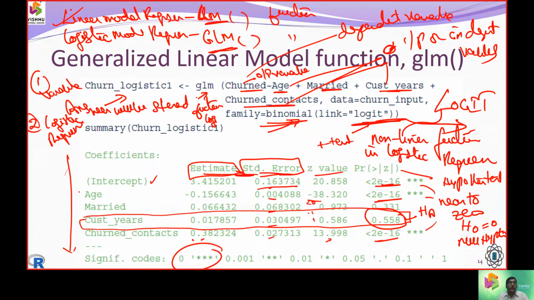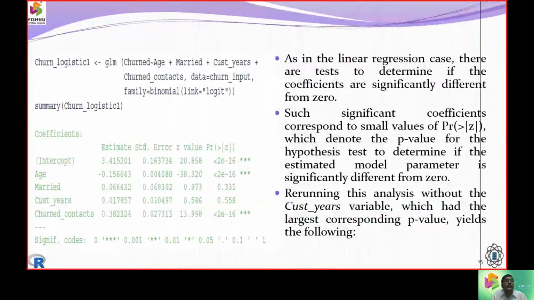So we have attribute 1, attribute 2, attribute 3, attribute 4. Churn input is the name of the data set we are going to give. So all these values are reciprocated there. Fine.